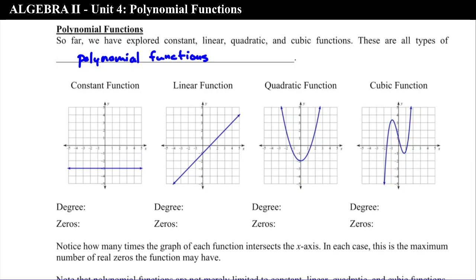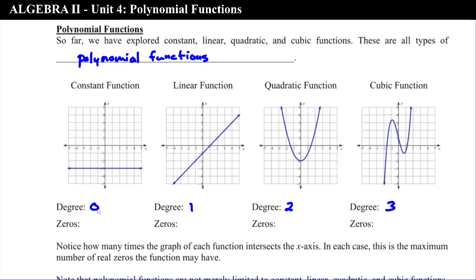So let's start from the top here. Let's start with cubic functions. What is the degree of a cubic function? Or, in other words, what's the highest power of a cubic function? Well, that would be 3. For a quadratic function, the highest power was 2. For a linear function, the highest power is 1. And for a constant function, the highest power is 0 because you don't have any variables.